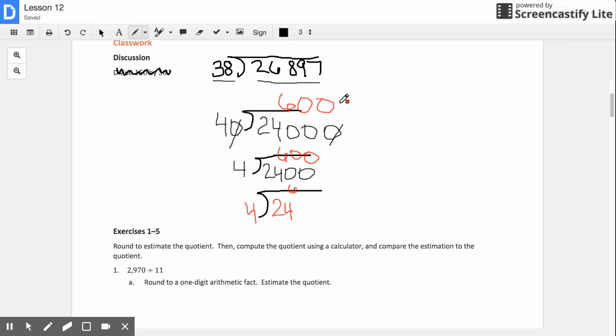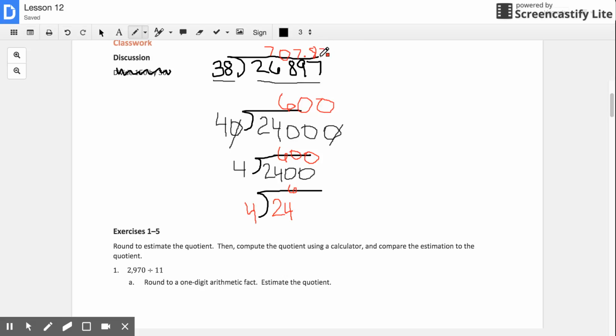And then when we get out our calculator, we find that 26,897 divided by 38 is approximately 707 and 82 hundredths. I'll write it up here. It is 707, and I did this on a calculator because that's what we're going to be doing later to check our work, and 82 hundredths.